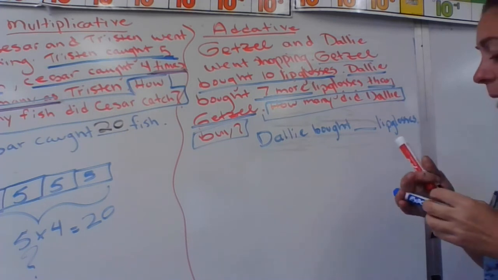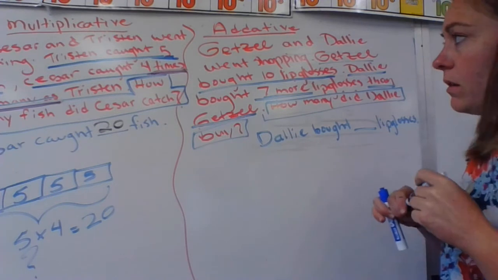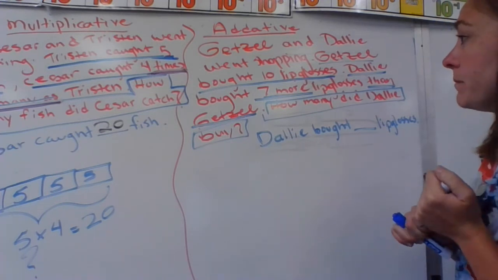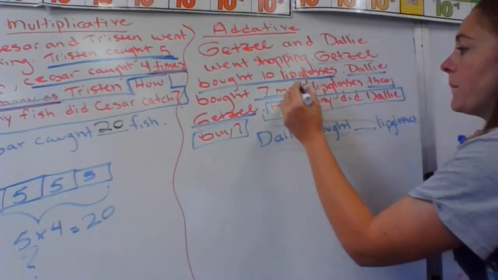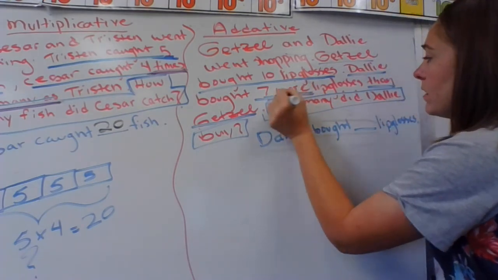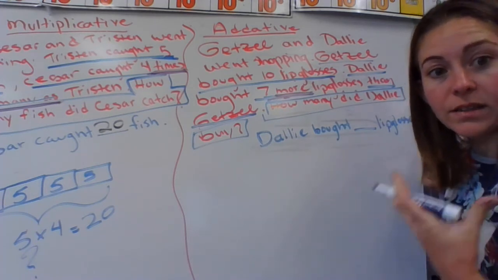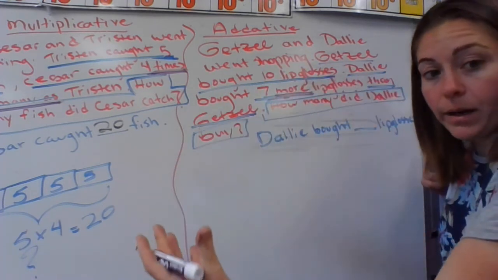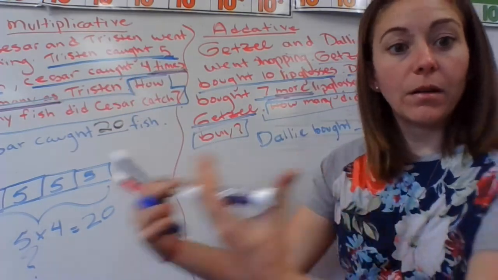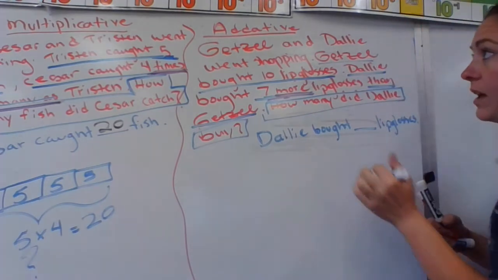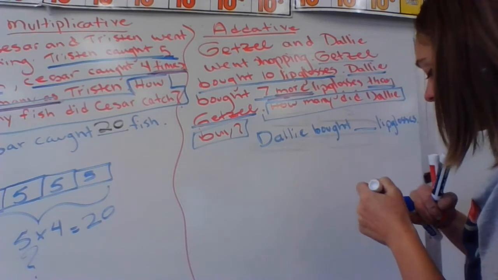Now we need to think about what type of problem this is. So let's go back and read and see if we can find some clues along the way. Dally and Hetzel went shopping. Hetzel bought 10 lip glosses. Dally bought 7 more than Hetzel. When you hear that word more, I'm thinking, okay, more is additive. I'm adding it on. I'm not multiplying it. It's not saying as many as or times. It's just getting an additional. So this is going to be an additive, and if you hadn't already read the top of the paper, anyways.